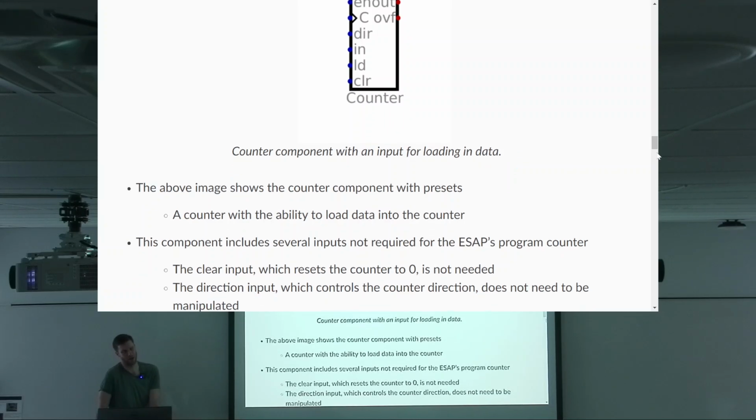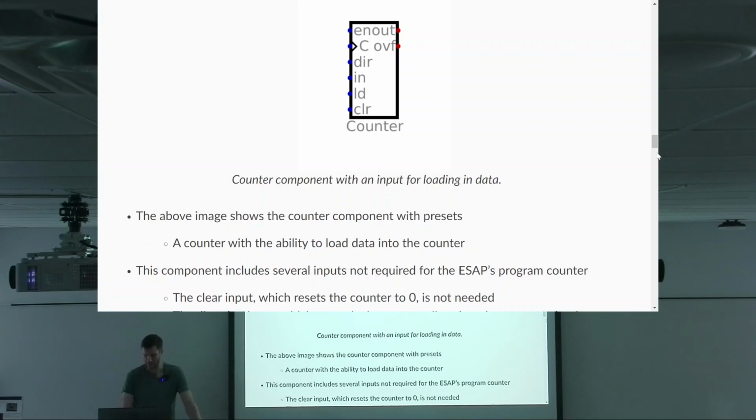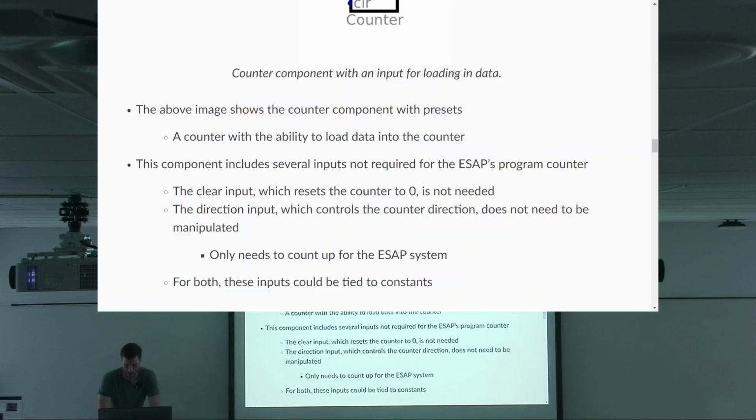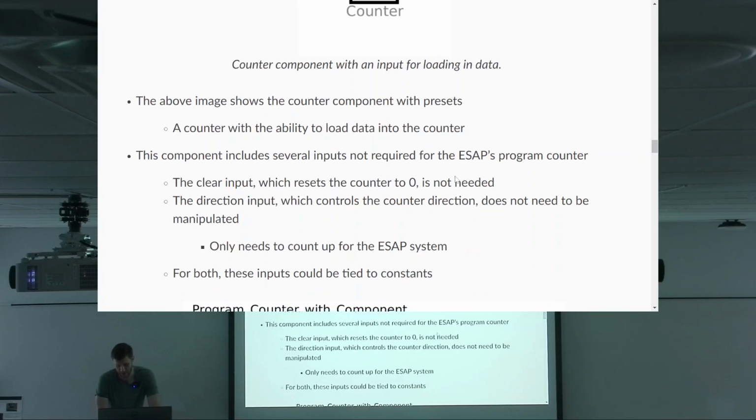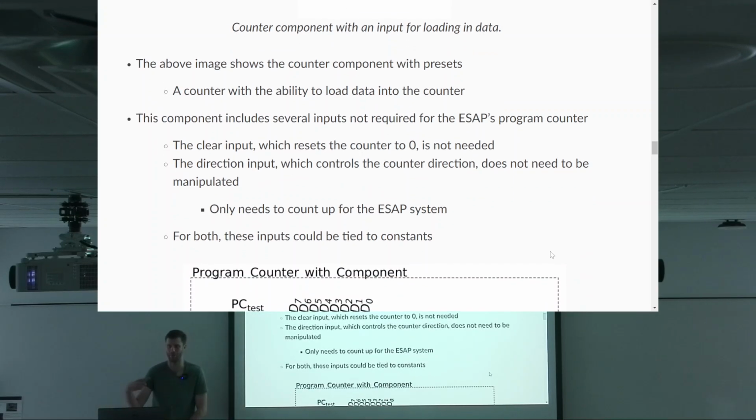If I remember correctly, there are at least 2 different counter components in Digital. One is one with presets. Basically, you can load in values, which is what we want. This component includes several inputs not required for the ESAP system's design, though. The clear input, which resets the counter to 0, is not needed. The direction input, which controls the counter direction, does not need to be manipulated. We always want the counter to count up. We don't need it to count backwards.